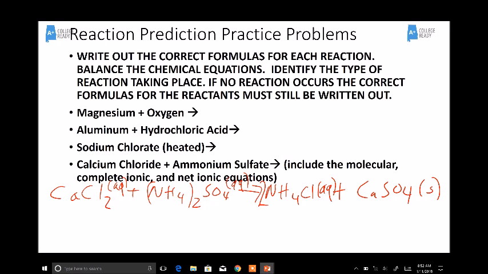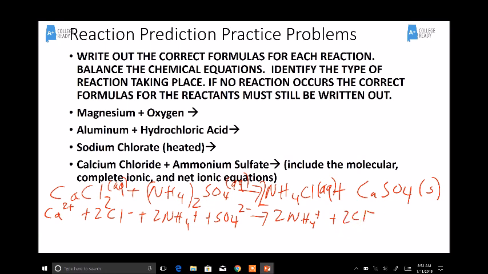Remember that for our ionic equation, we're going to break all the aqueous substances down into their ions. So calcium chloride is going to break into a calcium ion plus 2 chloride ions. Ammonium sulfate is going to break up into 2 ammonium ions plus a sulfate. Ammonium chloride rather is going to break up into 2 ammonium ions plus 2 chloride ions. And you don't break up the insoluble precipitates in this case. So we're going to write that like so. Now that's our ionic equation.